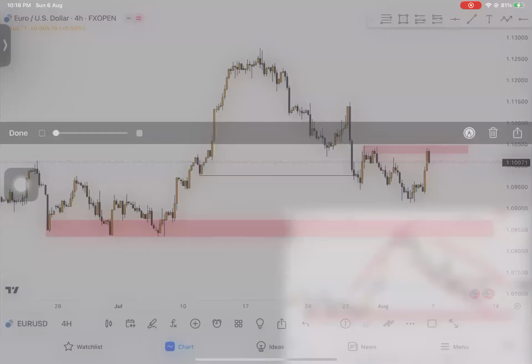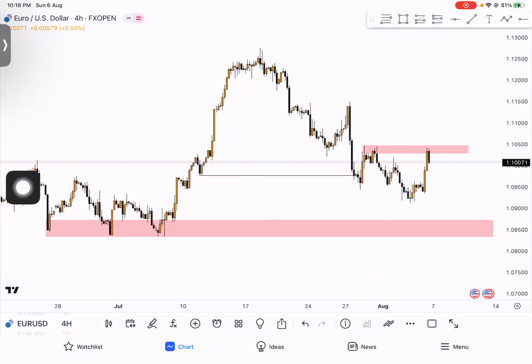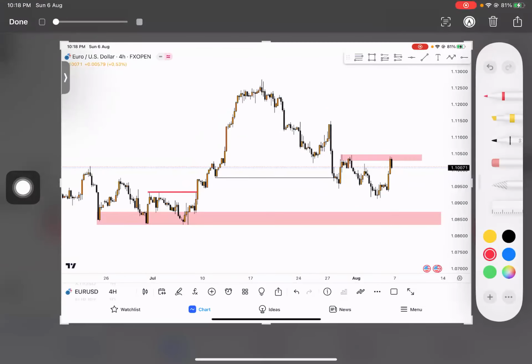If, following the trend, price crosses and forms a breakout, that is called a break of structure. If something like this happens here, we call it a change of character, because it has changed from an uptrend to a downtrend.